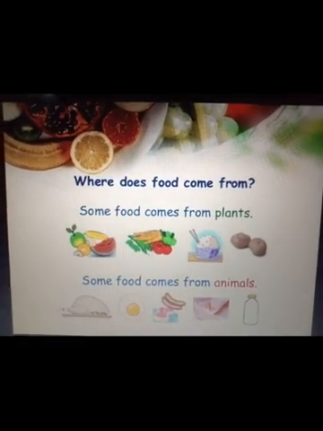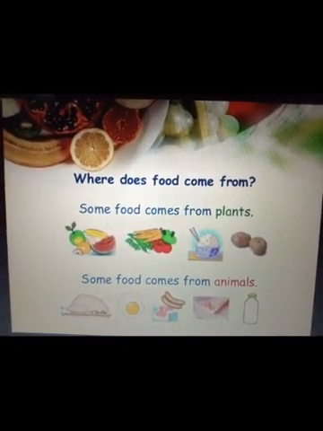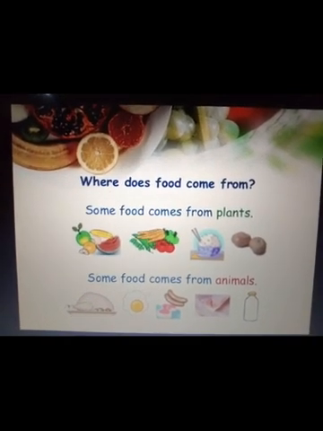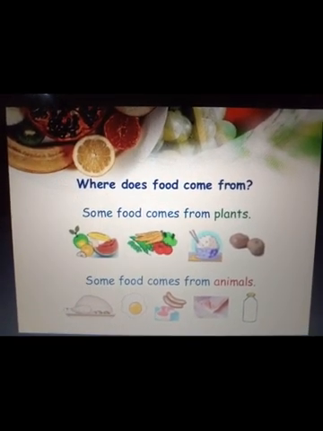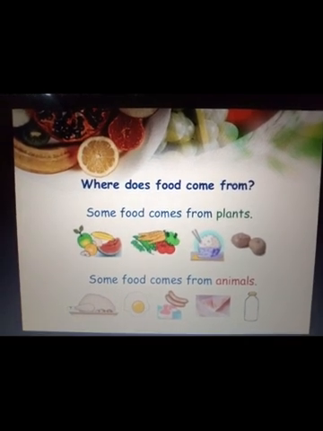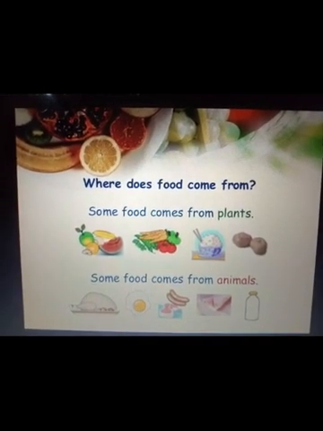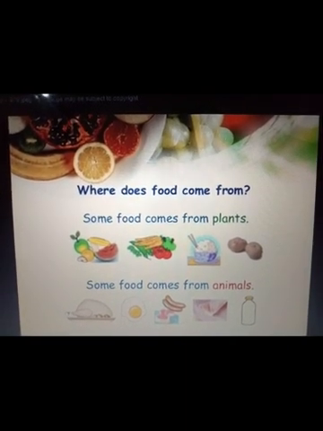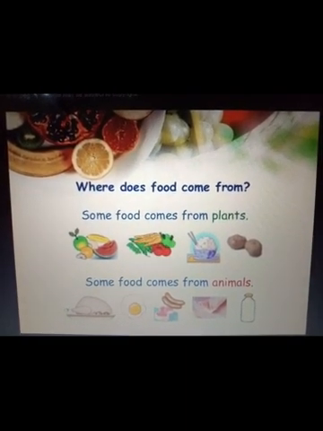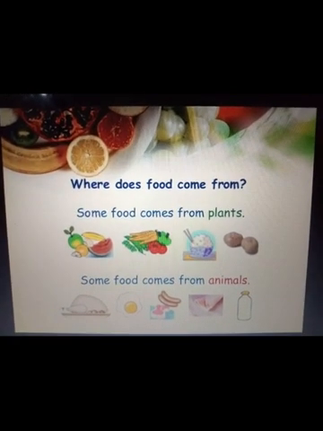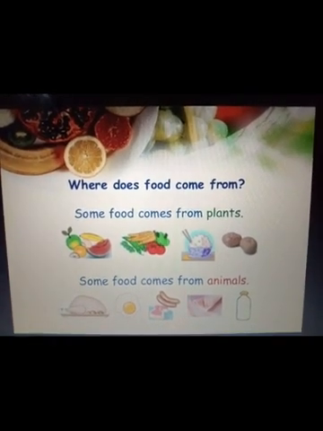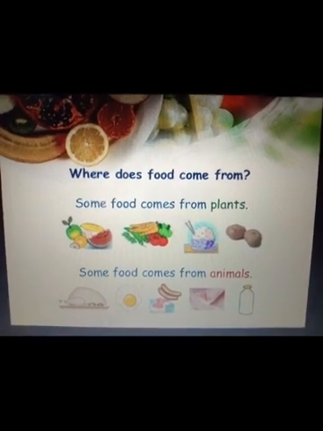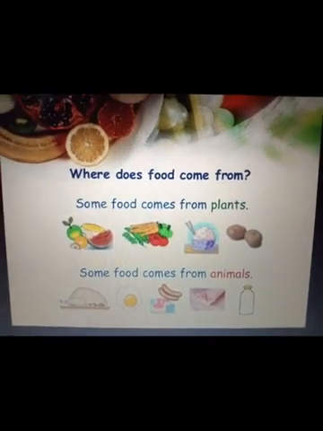Our body needs food, but now the question arises, where does food come from? Some food comes from plants like potato, watermelon, apples, and some food comes from animals like milk, egg, chicken. So food comes from plants and animals.